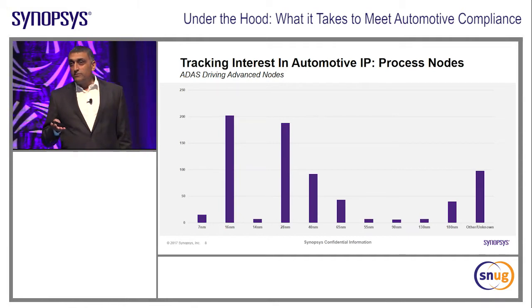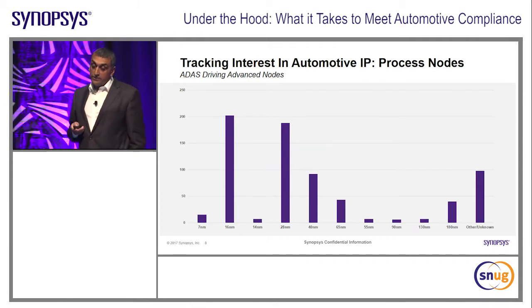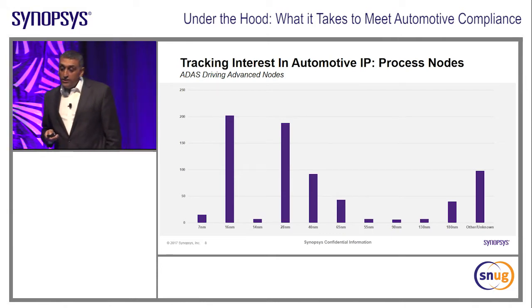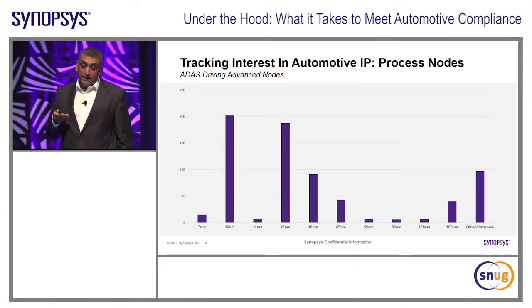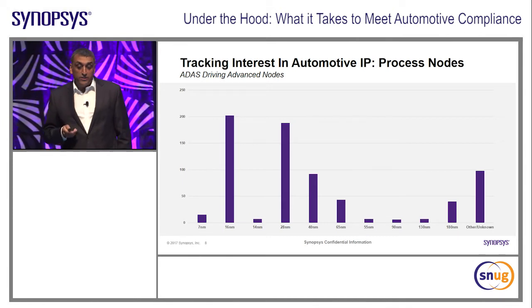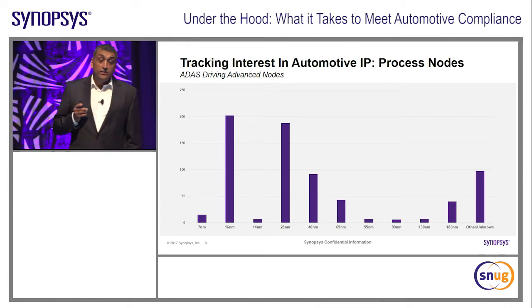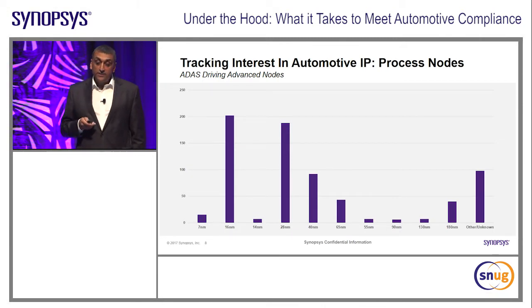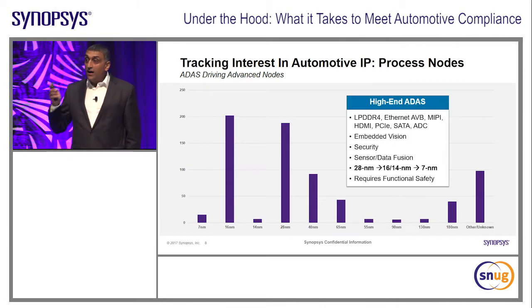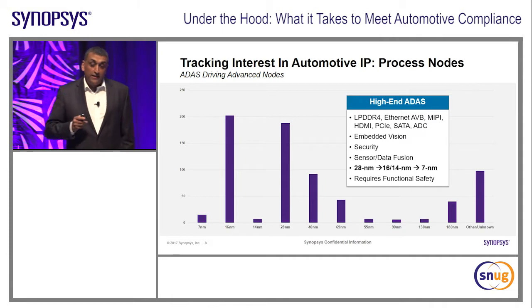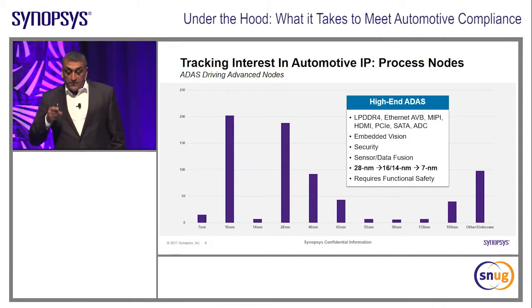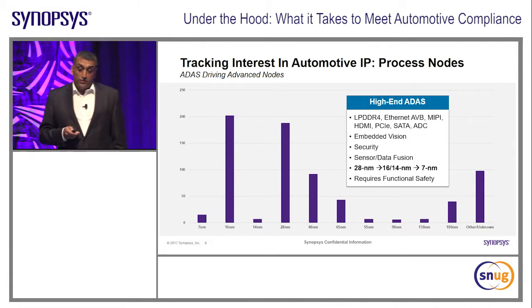I'll talk a little bit about some of the memory interfaces later on in the presentation, but just to give you some perspective, the current generation of DDR3 has about 2 gigabytes of memory density. This will give way to LPDDR4 with about 8 gigabytes of memory density. So high-end ADAS is driving the interest for 7 nanometer, 16 nanometer, 14 nanometer FinFET technologies.